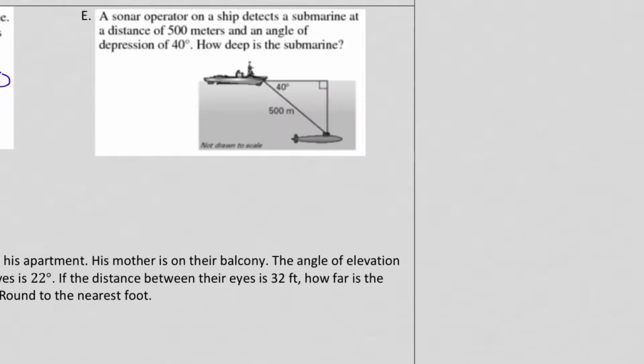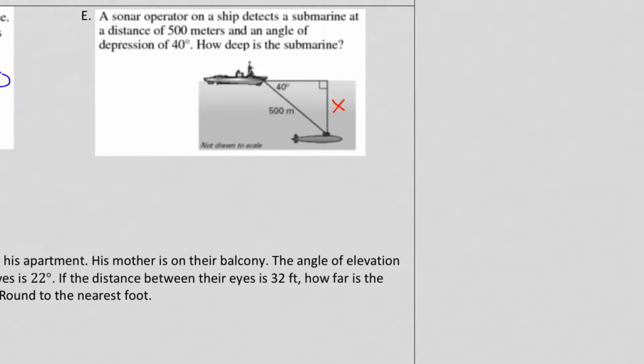Example E. Here it says a sonar operator on a ship detects a submarine at a distance of 500 meters. So from the sonar to the actual submarine is 500 meters. And an angle of depression of 40 degrees. Remember, an angle of depression means you're looking down at something. So it's going to be at 40 degrees. How deep is the submarine? So in this case, to find depth, I'm curious about this side length here. So I'm looking for the depth here. So I'll call this my x.